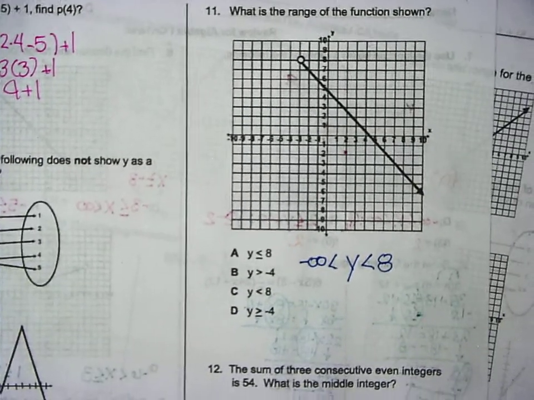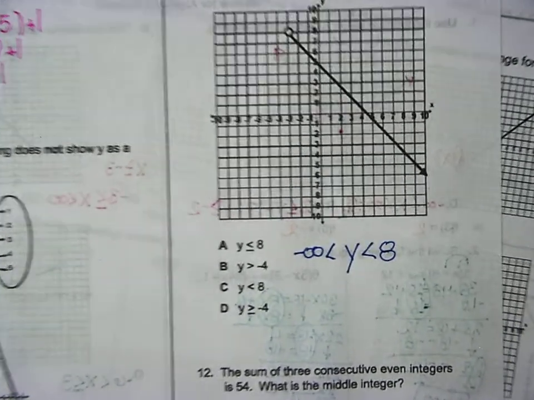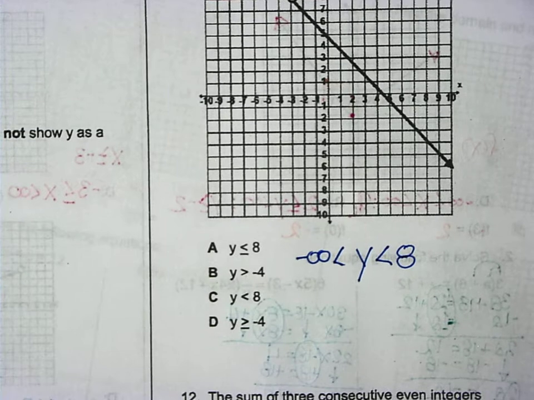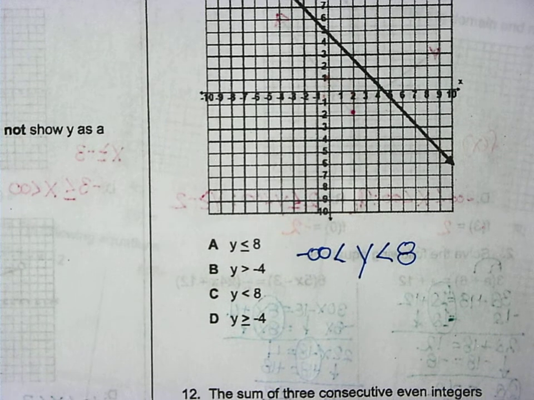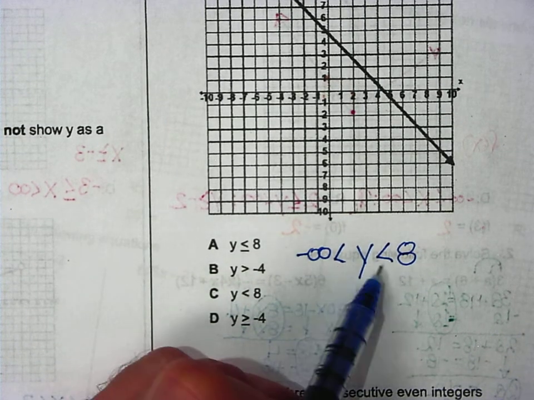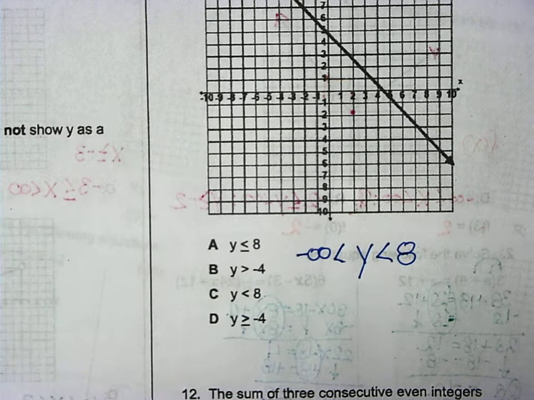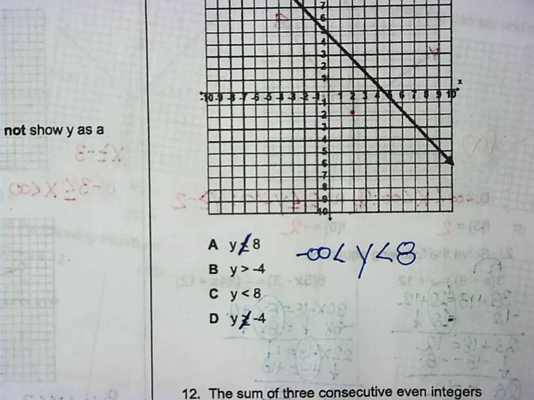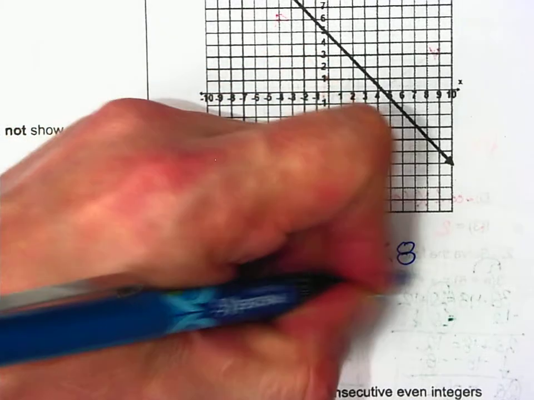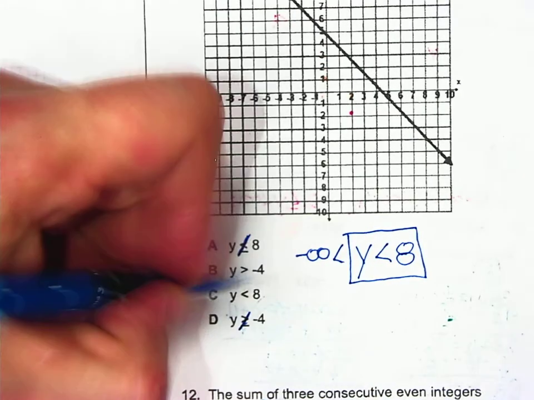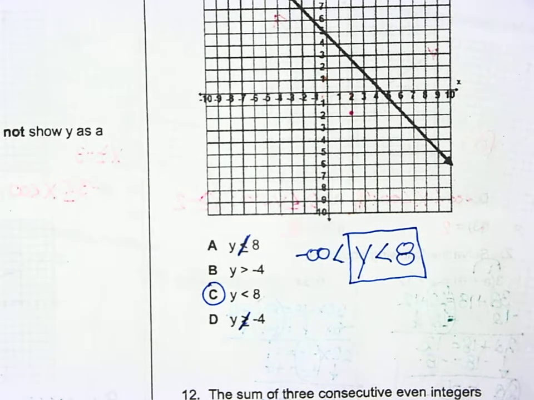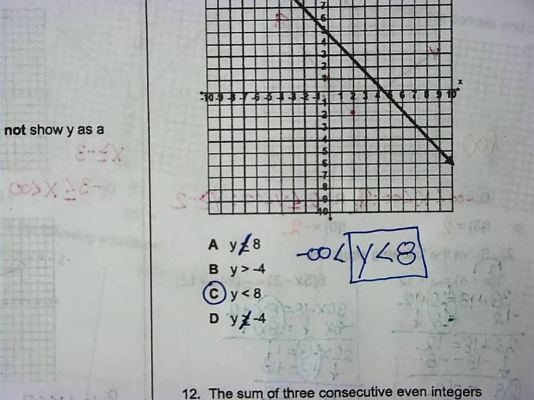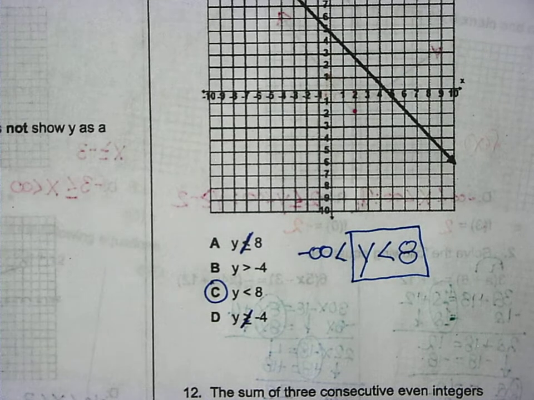So what they did though is they gave me a shorter version of this same exact answer. Well, I know I'm going to have 8's involved, and I know I'm going to have this inequality symbol with no equal sign. So basically what I have is this part, y is less than 8, which is this answer right here. There was no negative 4 involved either way. So there's the answer for number 11.